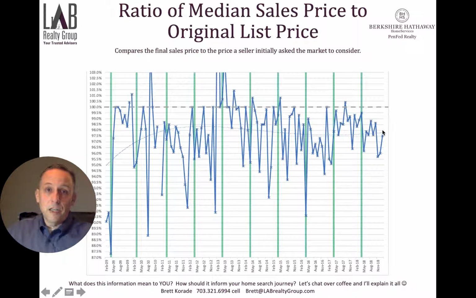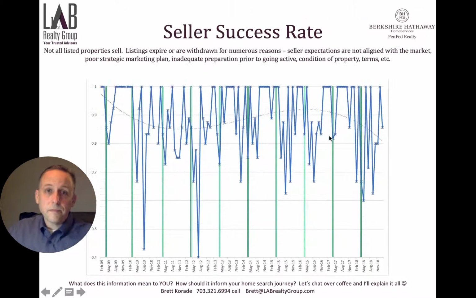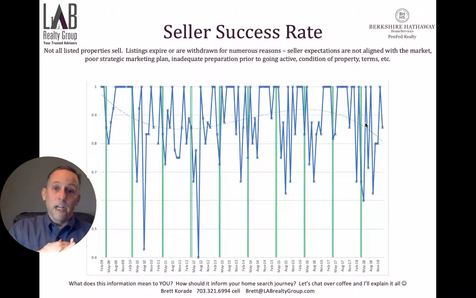So let's take a look at the next one here. Seller success rate. Not every house that gets listed gets sold, right? And what you can see is somewhere in the neighborhood of about 10 to 15 percent of houses that go on the market don't sell. That can be for a lot of reasons. It can be that it was overpriced. It can be that the seller had unrealistic expectations. It could be that the buyers didn't want to pay what it was worth, even though there was an appraisal done. So there are a lot of different reasons why a house would not sell.